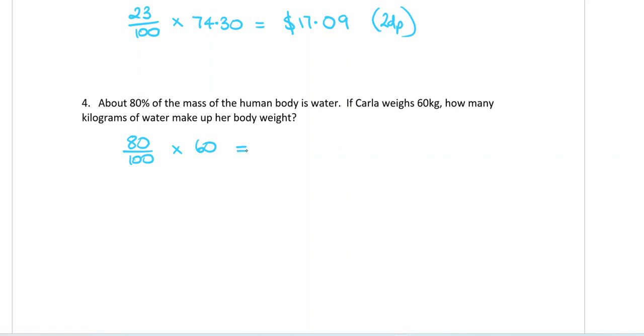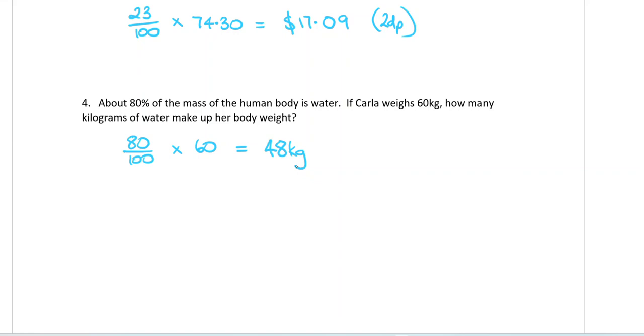Type that in. Anyone have an answer? Yeah. Okay, so 48 kilograms is water and the rest is whatever else.